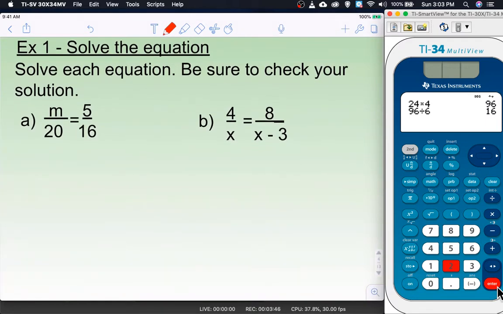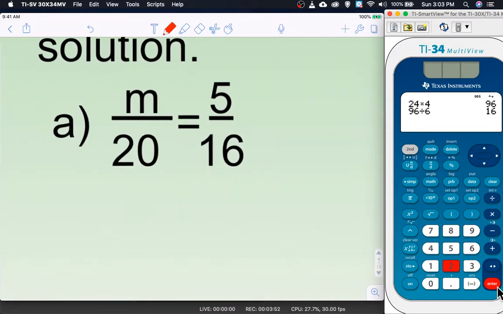So the first problems here say just solve the equation. Be sure to check your solution. So this very first problem is kind of like that first problem I showed. It's a basic proportion. There's nothing too different about this than what you've probably seen in 7th grade. So when we multiply, we use this cross multiply.